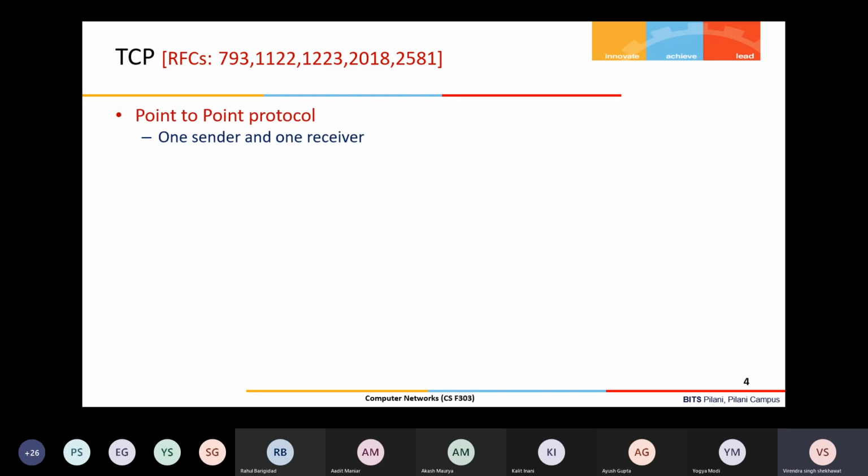TCP is based on a lot of RFCs, requests for comment. These are a few RFCs which are listed here. These RFCs define the basic TCP protocol, how it should be implemented if someone is implementing it. So a standard is maintained, and all implementers should follow the same standard and the same semantics, so that compatibility will be there, right?